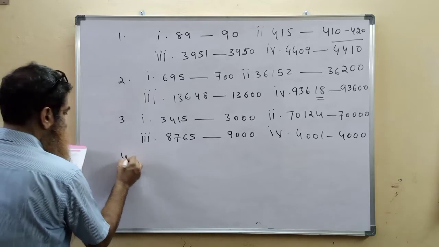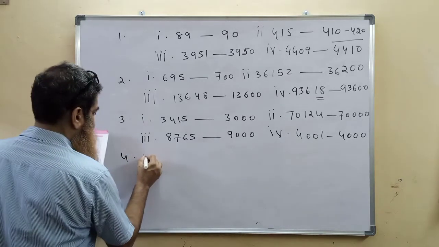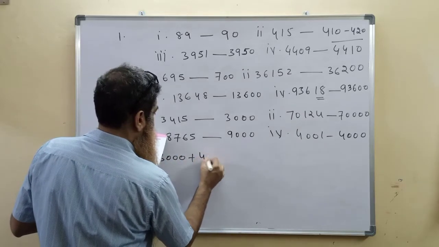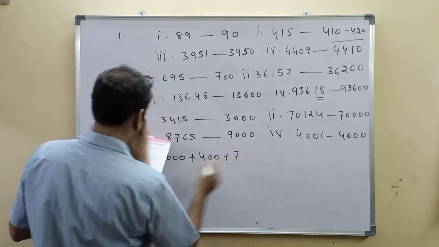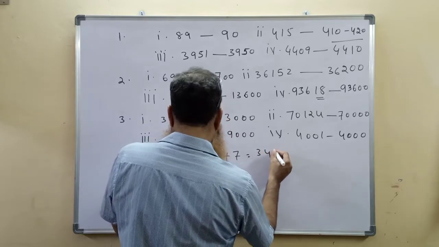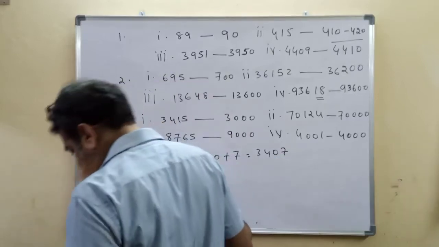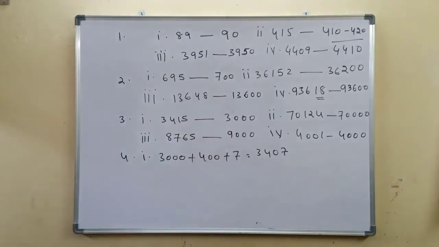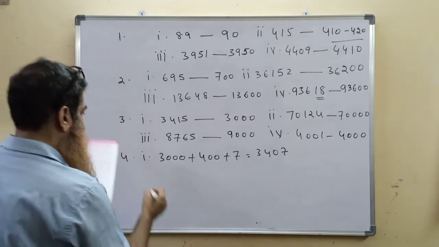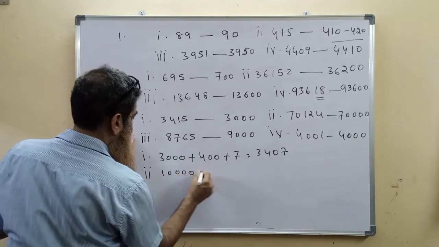Now the fourth question: write the numbers in short form. First bit, 3,000 plus 400 plus 7. So it's simply 3407. There is 0 in the tens place, so we have 3407.